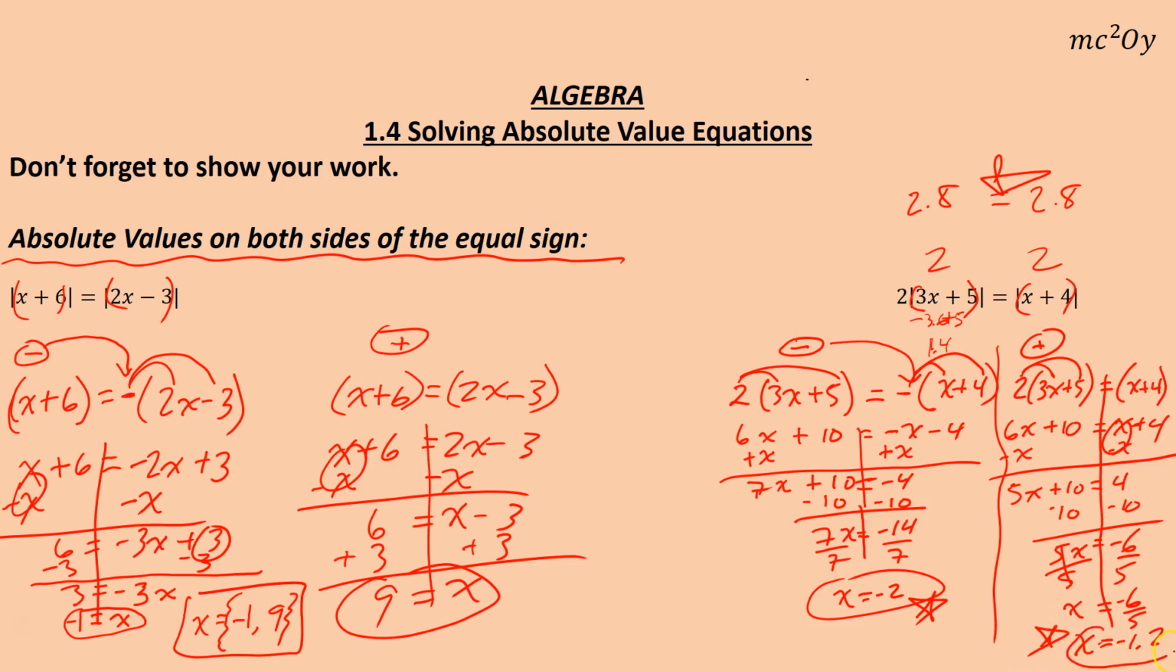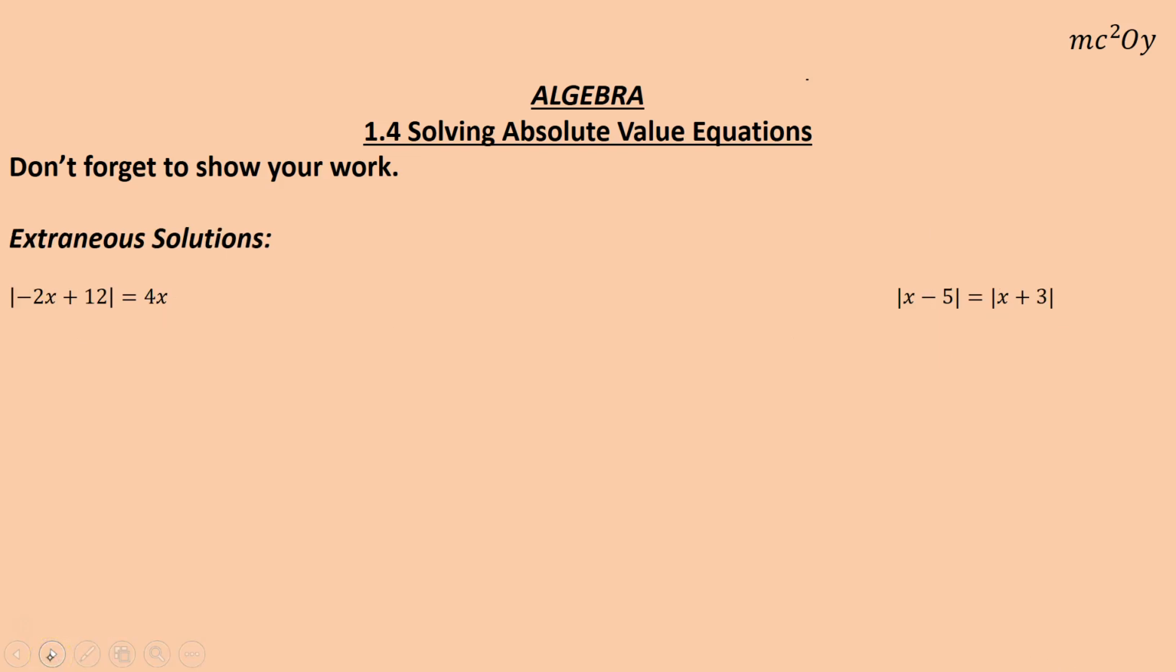And I'm not going to write it in set notation this time. We're just going to leave it like that. So that's variables on both sides. This video is coming a little longer than I wanted, but hey, we're trying to get through all the different things. Extraneous solutions. Extraneous, the first 5 letters are, it says extra. That means there's extra solutions, ones that don't work.